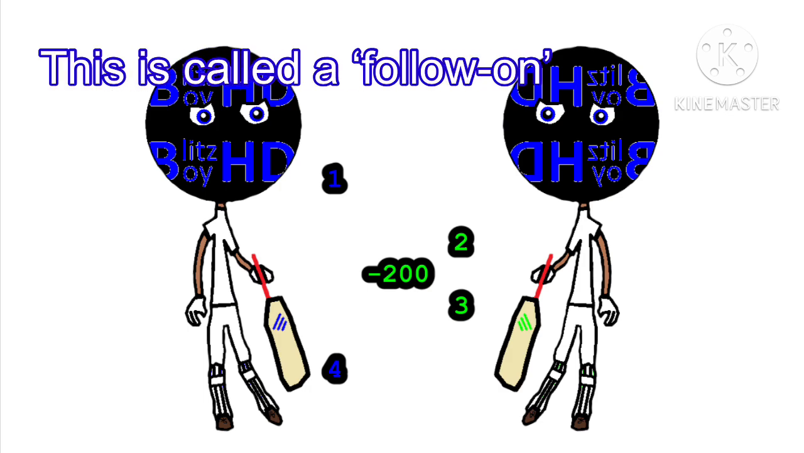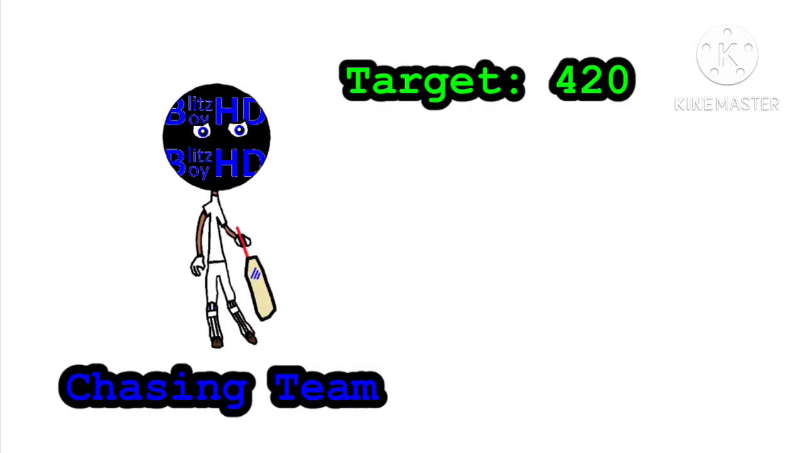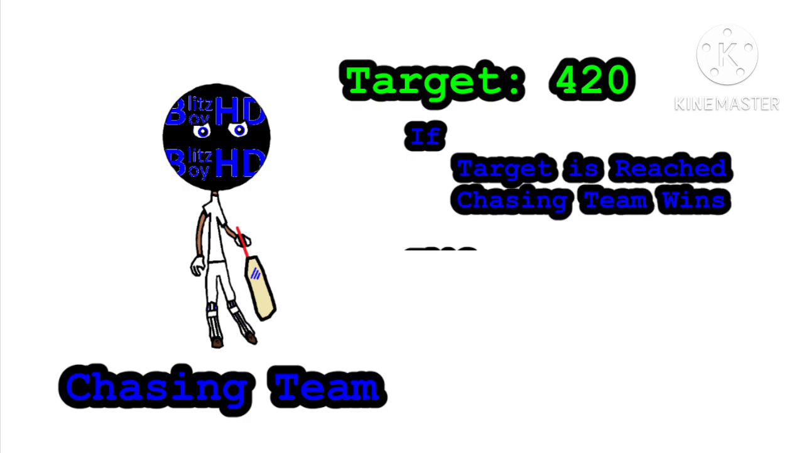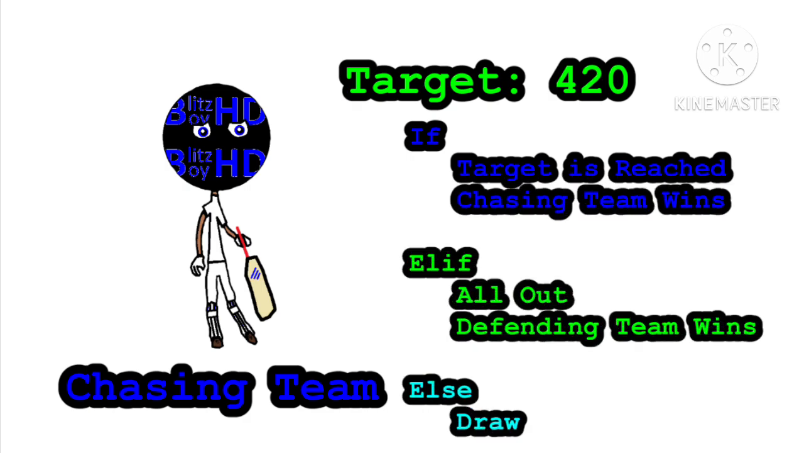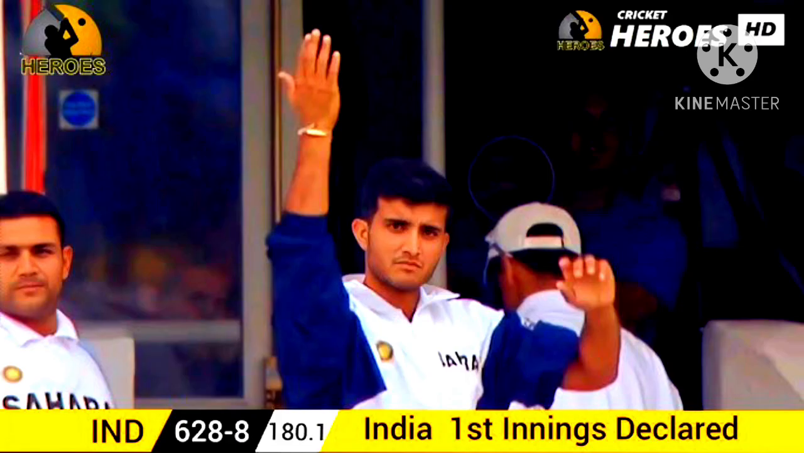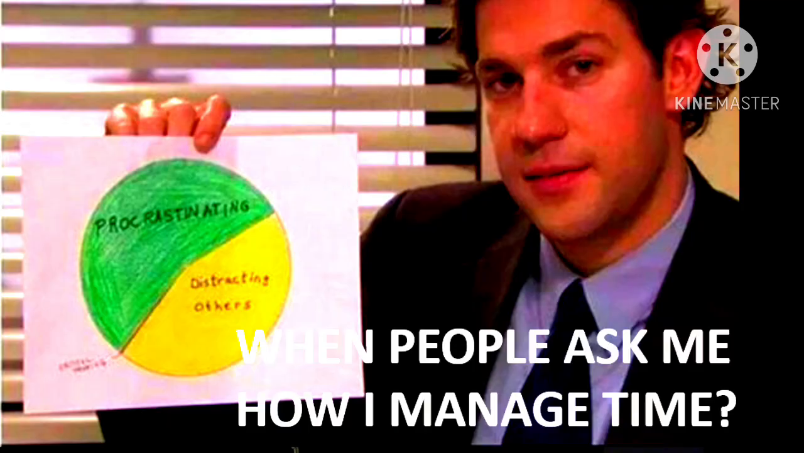The match ends when the chase is complete, or the chasing team is all out, or in a draw, when the days are complete and no winner is determined. Sometimes a team may declare their innings complete if they feel they have enough runs and need the time to get the other team all out and win.